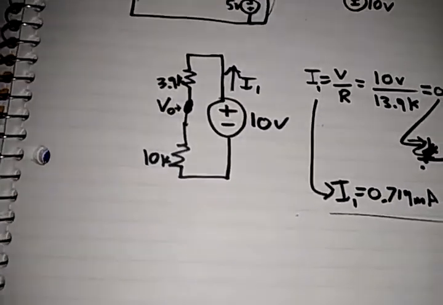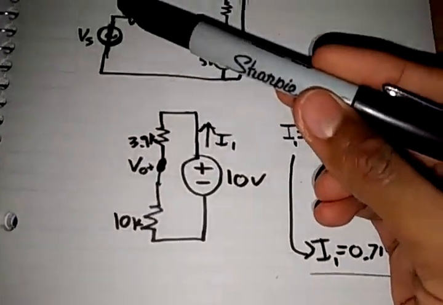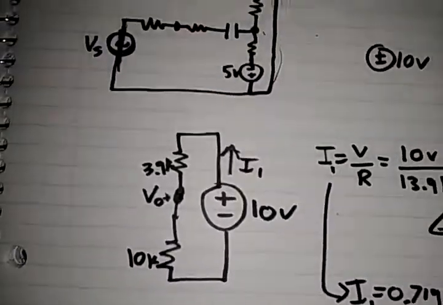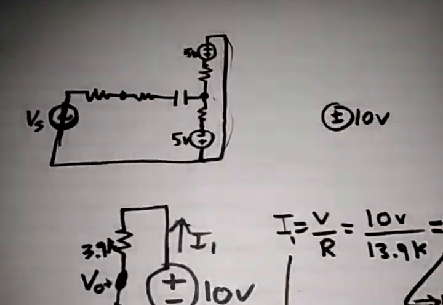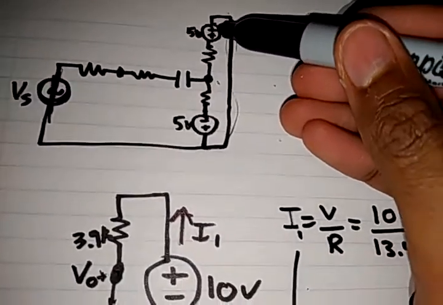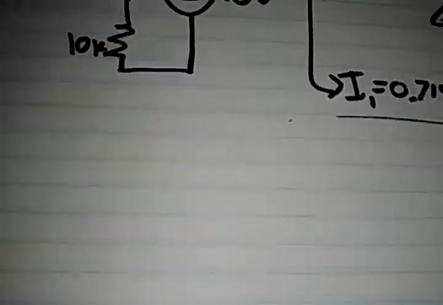Then what we can do is, using superposition now, turn this Vs on and find the input voltage. Okay, so if we turn these two off, then basically what we're doing is we're short-circuiting it. So we're going to have something that looks like this, okay?